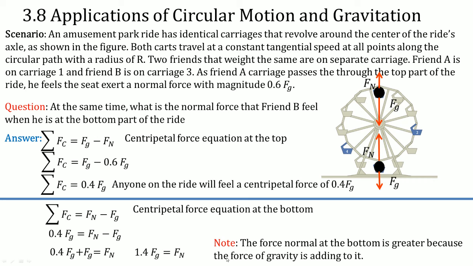Okay? What I mean by adding is, if you look at the third step, 0.4 Fg plus Fg is equal to Fn. All right? So this is the way you should think about it. At the bottom, the friend will actually feel more of the force normal because again, the force normal is actually what is supplying the centripetal force, causing the object to remain in the circle. But at the top, notice it is Fg that is supplying it. Okay, that is why the person feels a less force normal. Okay, there you go.